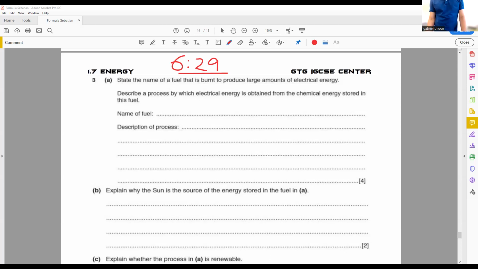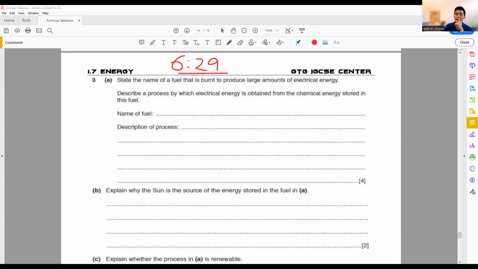This is name of fuel, right? This is energy. Name of fuel. Yeah, name of fuel as in the one that is burned to produce large amounts of electrical energy. Like, for example, TNB. Do you know TNB? Do you know how to produce electricity? Teresa, do you know how TNB produces electricity or not? No. No, really? Oh, okay, good.